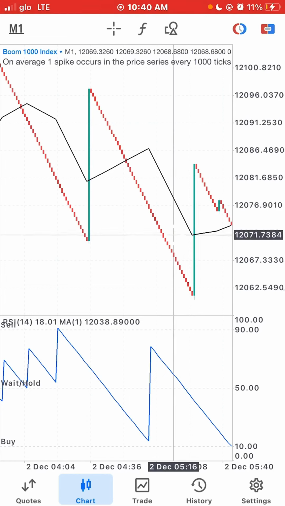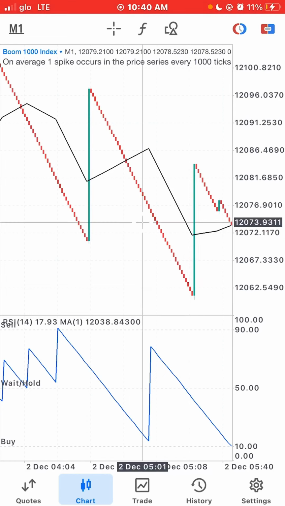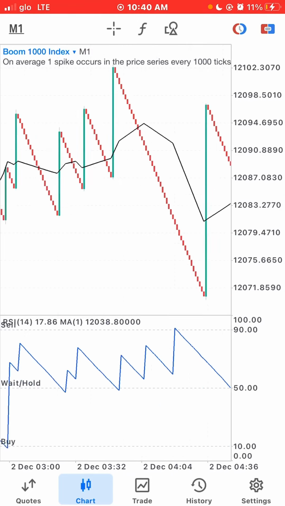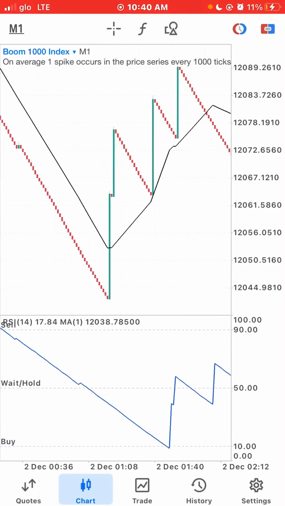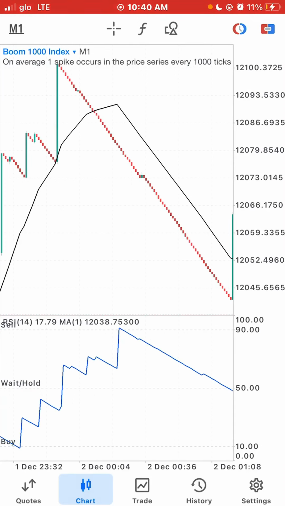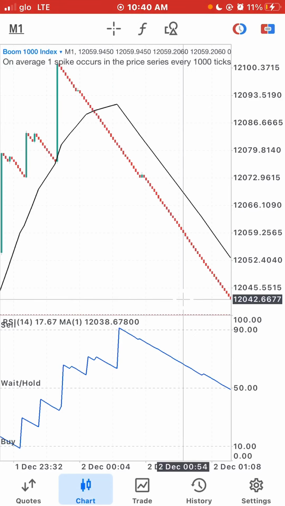But here the market gave us more than 15 candles, but our focus is just 10 candles. Let me just show you one more example before we go to Crash 1000. Look at what happened here also.